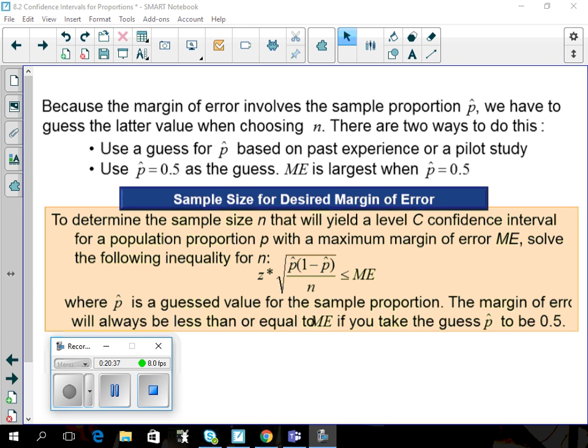Well, if we use 0.5 as a guess for p hat, that's going to be the largest possible margin of error that can exist. Can someone tell me why that would make sense? We're trying to think about the largest possible margin of error. Why would a p hat of 0.5 give that to me?